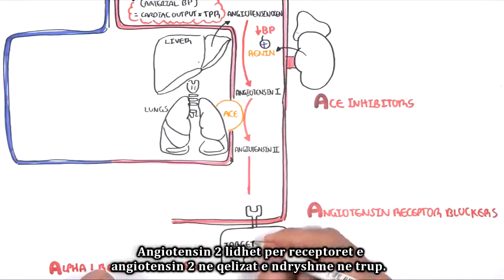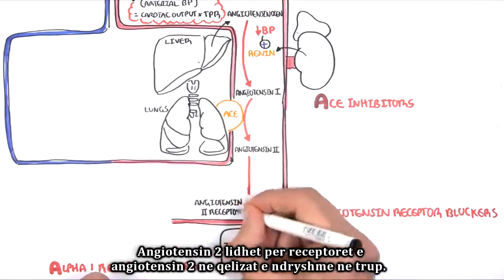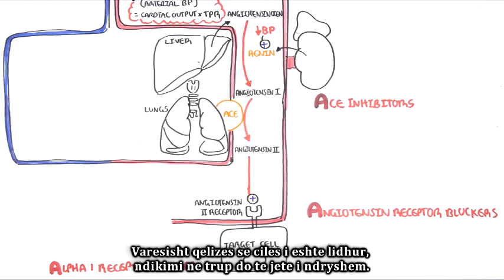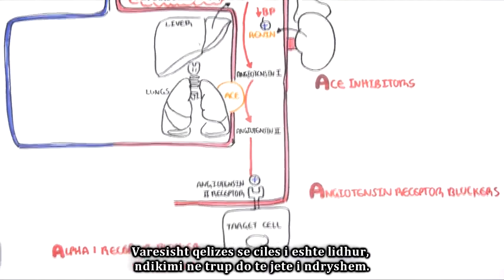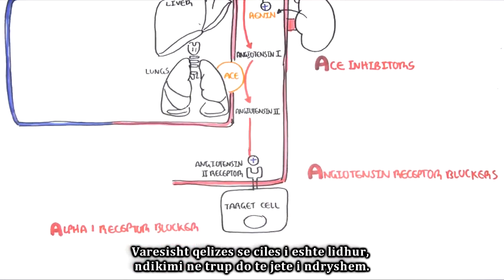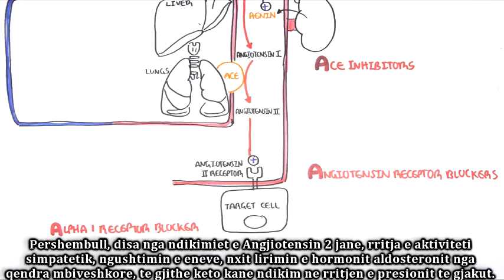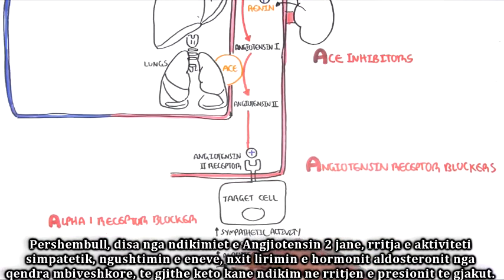Angiotensin 2 binds onto angiotensin 2 receptors on many different types of cells around our body. Depending on what cell angiotensin binds to, its effect on the body differs. But essentially, it will result in an increase in blood pressure. For example, some of the effects of angiotensin 2 include increasing sympathetic activity, vasoconstriction, and stimulating the release of aldosterone, a hormone from the adrenal cortex. All of these effects will lead to an increase in blood pressure.